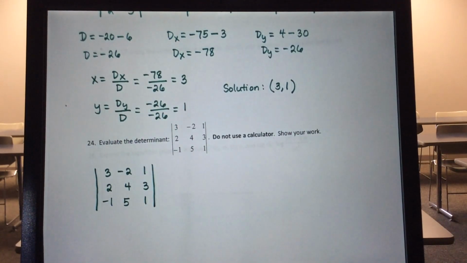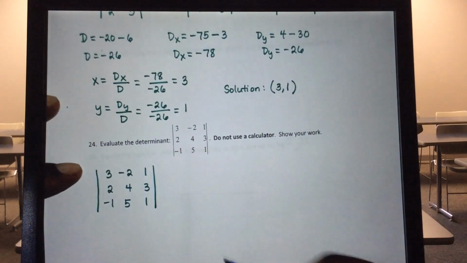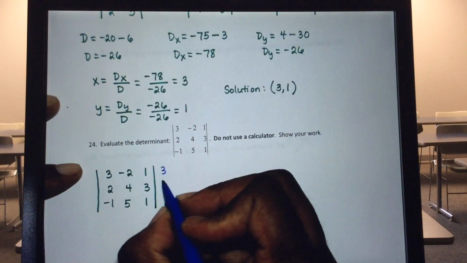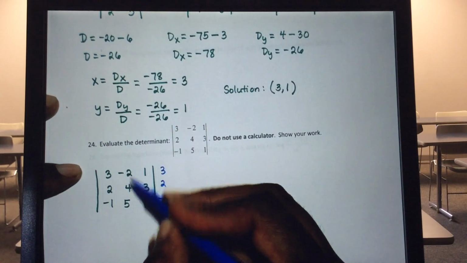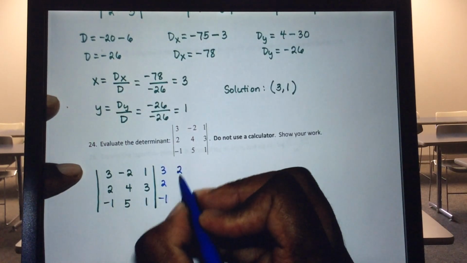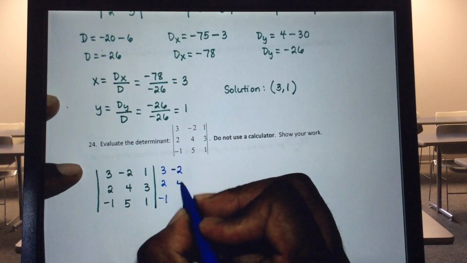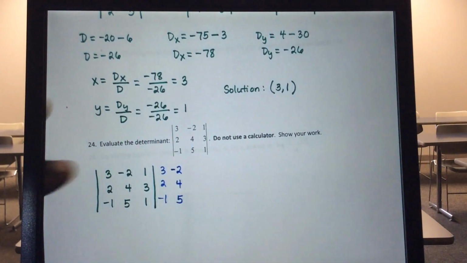The way we do that is we rewrite the first two columns of this particular matrix here. So here, I'm going to rewrite 3, 2, negative 1. And then the second column, negative 2, 4, and 5. I'm going to rewrite that. Negative 2, 4, and 5.